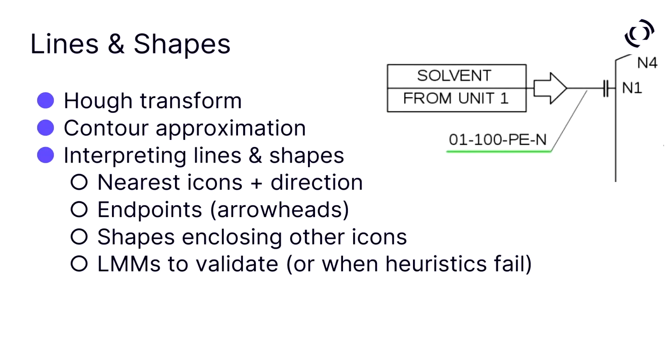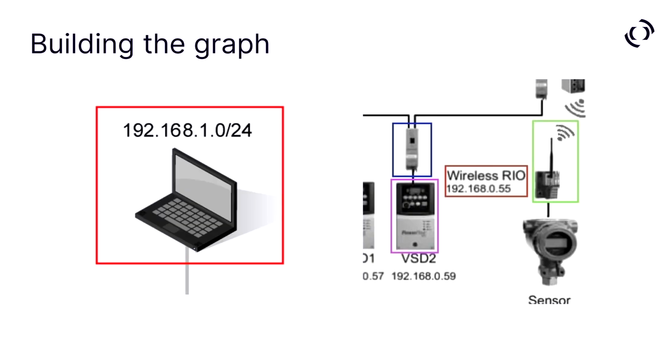Finally, we can take a bunch of these different diagrams and connect them together. So when we were looking at the line here, when it says solvent from unit 1, we're able to connect that and find the solvent line in unit 1, take them all together, and then we can represent the entire site from these separate graphs.